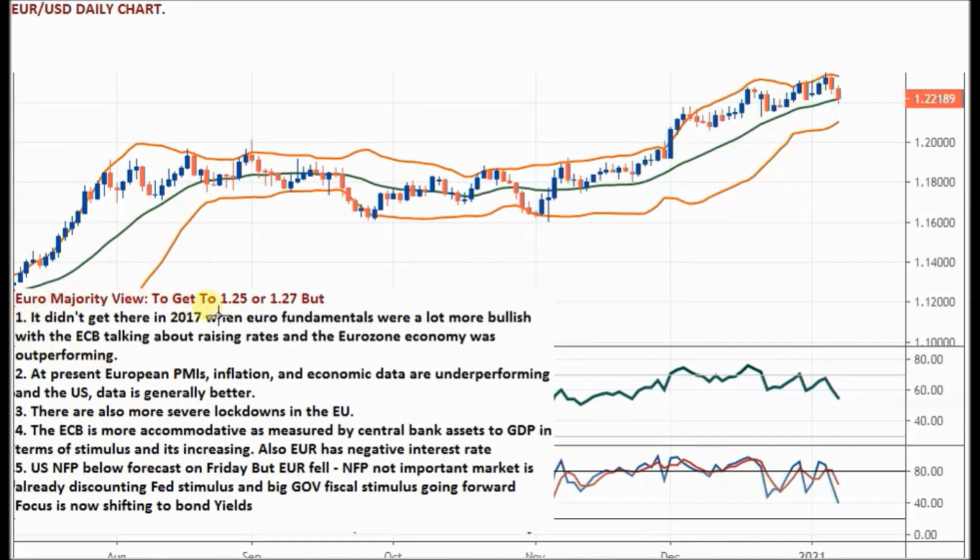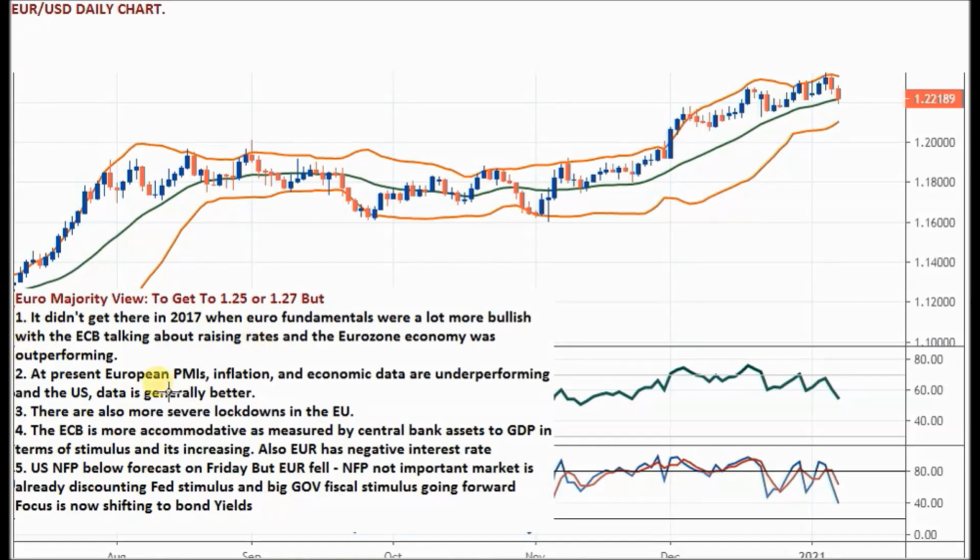Now, in terms of majority view, it's for the euro to get to 125 or 127, so 300 to 500 pips higher from here. I think what we can keep in mind is it didn't get there in 2017 when the euro fundamentals were a lot more bullish than they are now, with the ECB actually talking about raising rates. They've got negative rates in the EU at the moment, and at that time the eurozone economy was outperforming, with data coming in really good and above forecast. That is not the case right now.